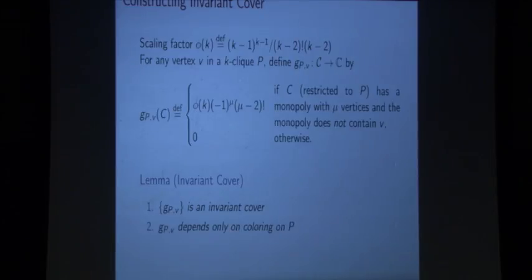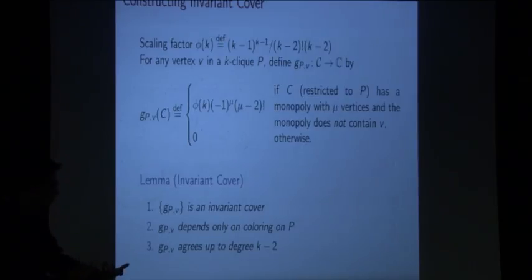It's not hard to see that it depends only on P. By definition, it depends only on P. And it agrees up to degree k minus 2. In other words, the difference of any two different vectors will be k minus 2 wise independent. And they will be short. If you check all this, then this finishes the proof. Okay.